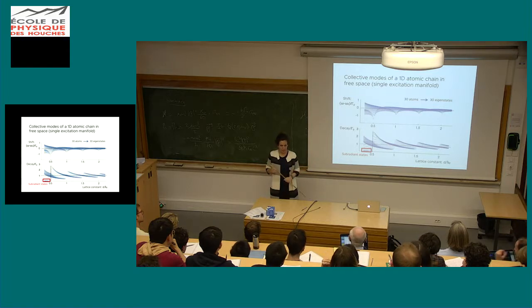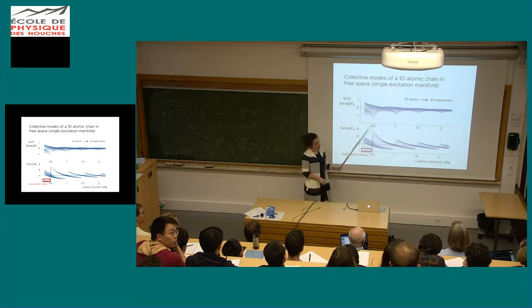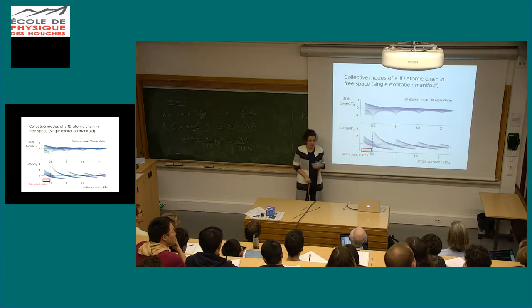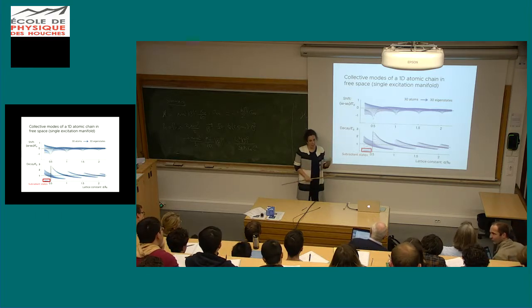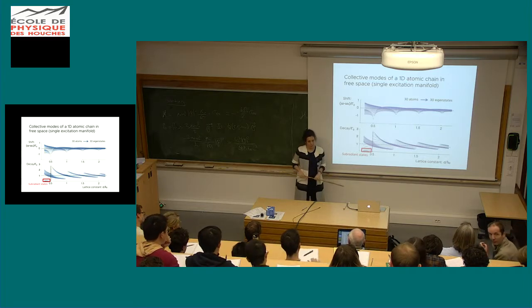Why are there several points for the same lattice constant? Several modes? Yeah, exactly. Because I have 30 atoms for any given distance, I have 30 different collective modes. So 30 different, in principle, eigenvalues, and they are related. The spatial mode is related with different phases in the dipoles.